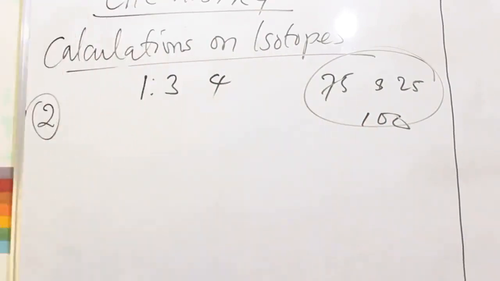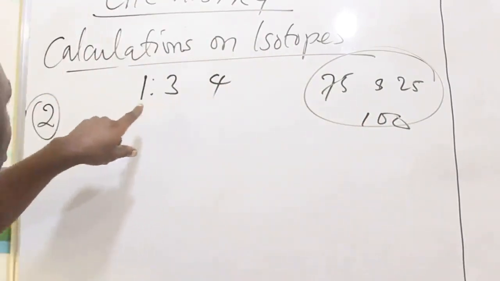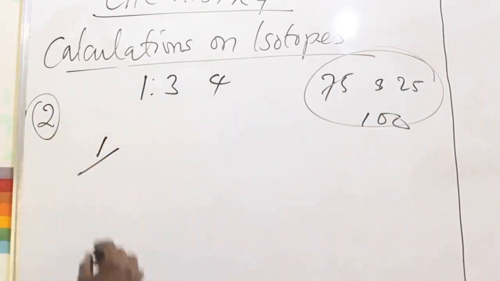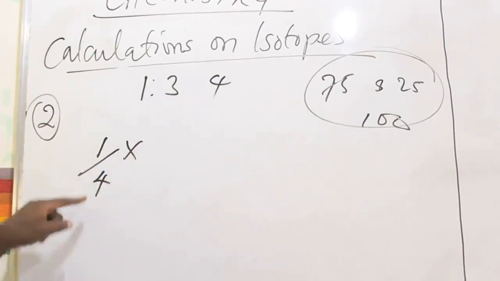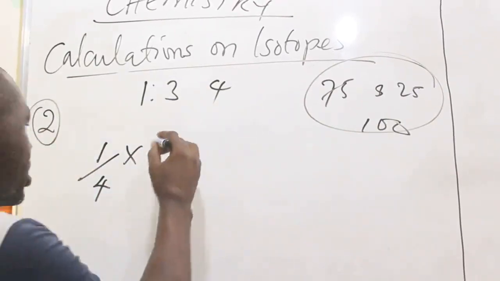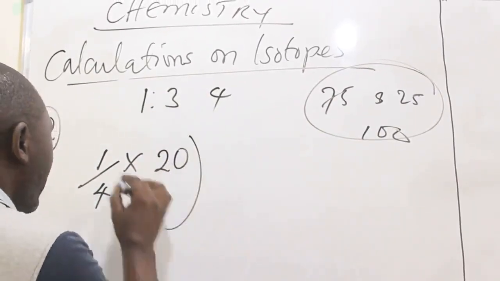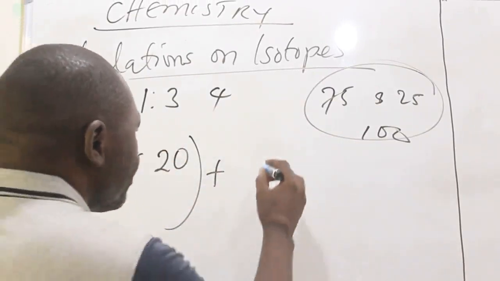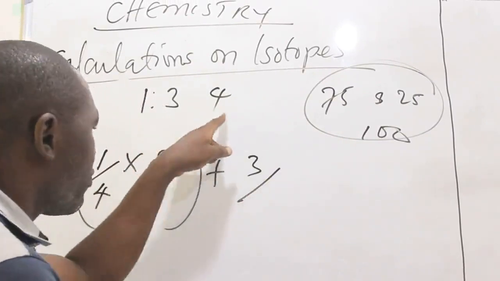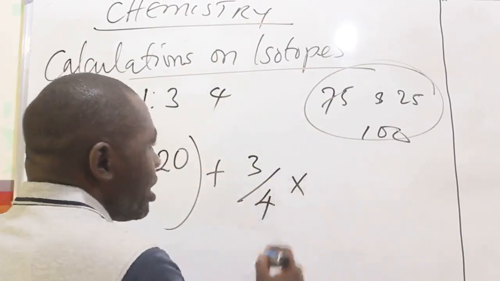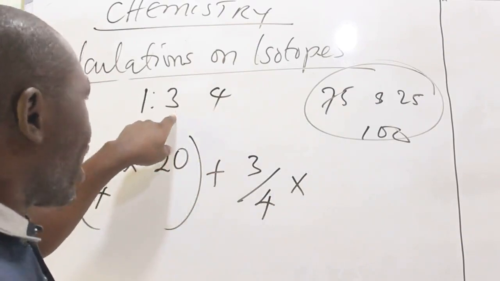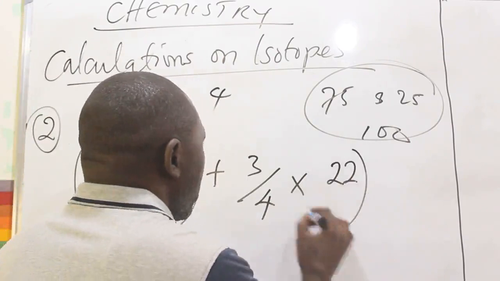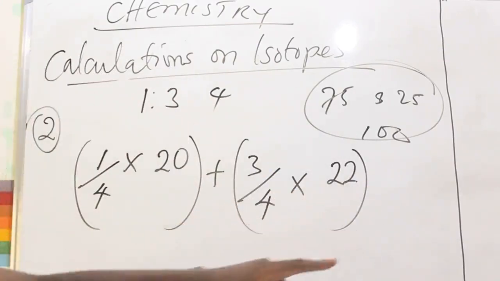So now, instead of saying percentage, now you have 1. Just 1 over the total ratio, which is 4, times the mass that has this ratio 1, which is 20. Whatever answer you have here, you add it to the other one. The second one they say is in the ratio 3, and the total is 4. So 3 divided by 4 times the mass of that isotope that has the ratio 3, which is 22.